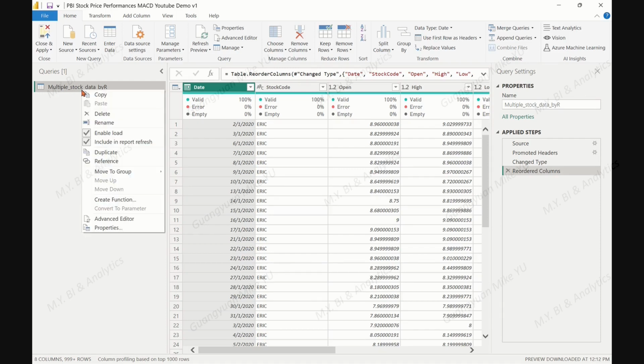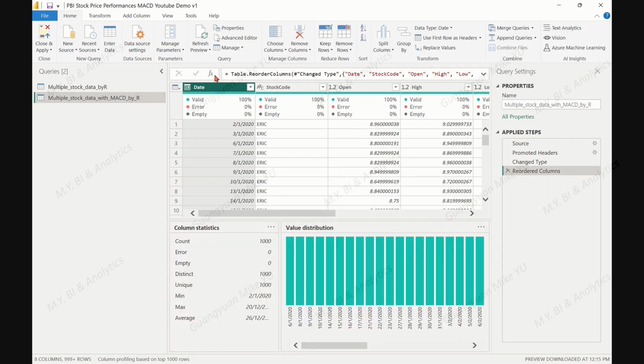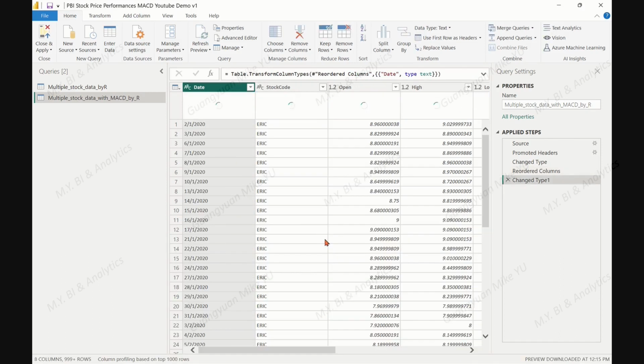For the demo, let's replicate the table. Name it 'multiply stock data with MACD by R'. As some R functions that work with dates might expect them to be in a specific format, let's convert the previously transformed date type back to the text type, which allows us to control the format and ensure compatibility with those R functions.